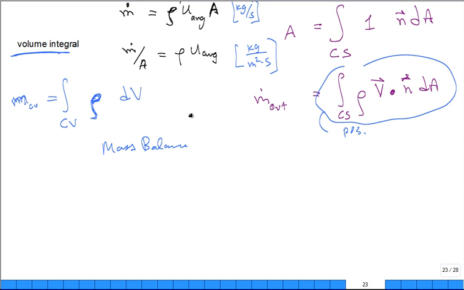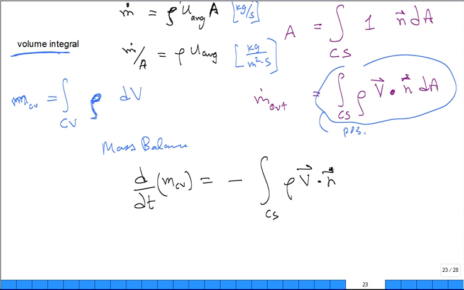So what is my mass balance equation? Equation would be something like this. The rate of change with respect to time of the mass of the control volume. The only way it can go up is if I have a net inflow. Or it can go down if I have a net outflow. Like that.